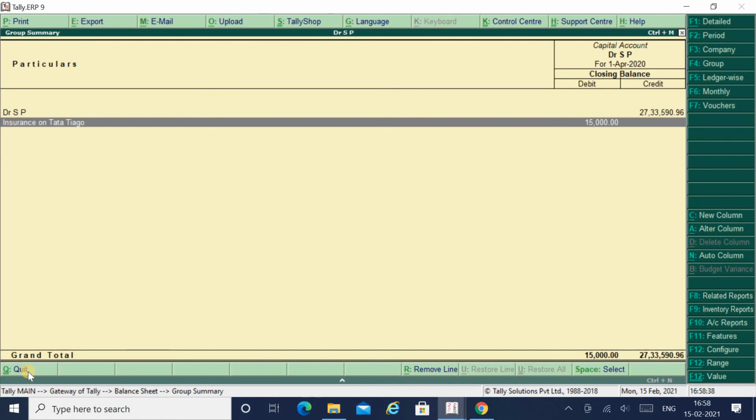Alright friends, I hope you have understood the difference: which insurance you have to deduct from your business records and which expenses you have to simply capitalize. So this was about insurance on a car.